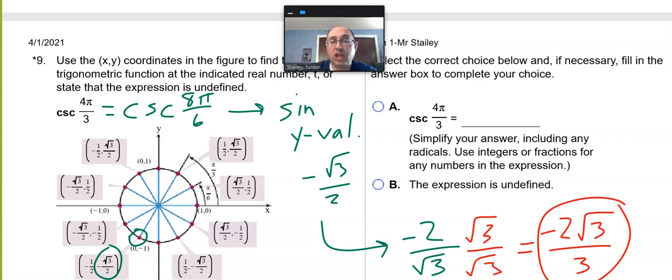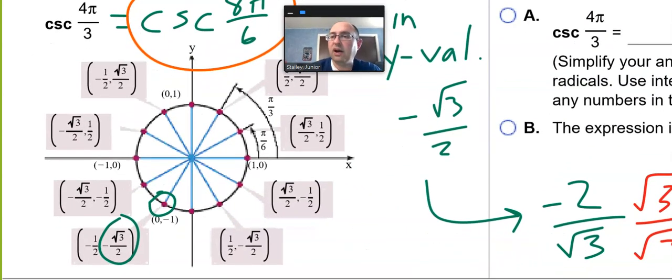So notice how I changed the question. I changed it to cosecant 8 pi over 6. All I did was double the top and bottom of the angle because it's the same angle. Now, looking at my circle that they've got for me, I've got 0, 1 pi over 6, 2 pi over 6, 3 pi over 6, 4 pi over 6, 5 pi over 6, 6 pi over 6, 7 pi over 6, 8 pi over 6.